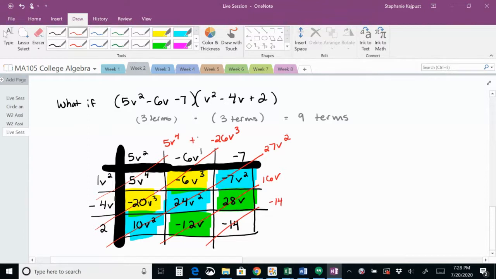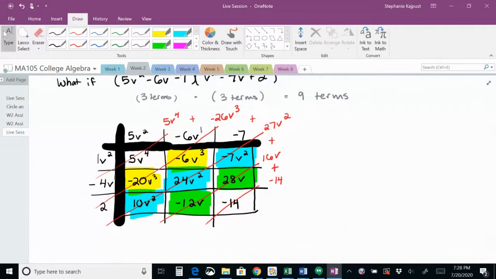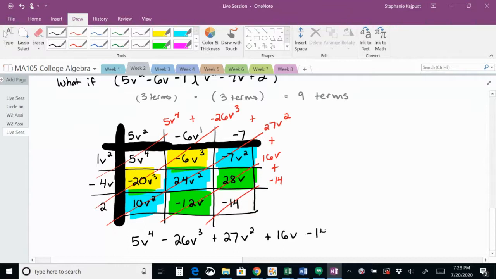And then all of this forms my result. If I add all of these together, my answer is 5v to the fourth minus 26v cubed plus 27v squared plus 16v minus 14.